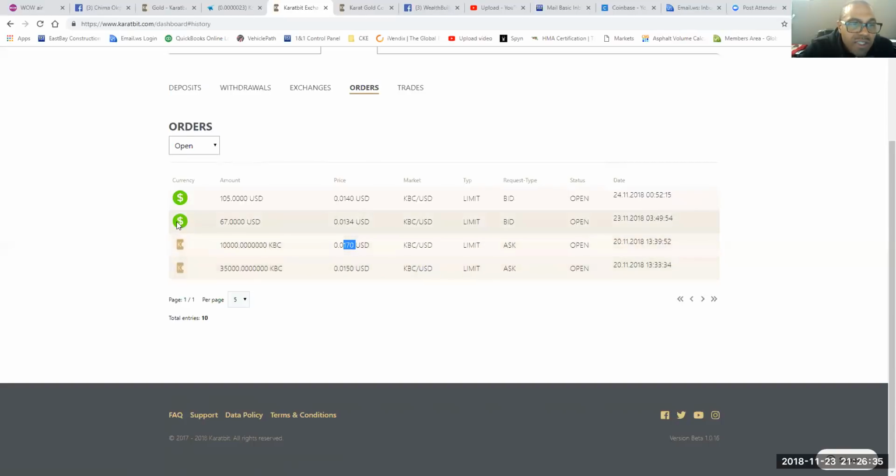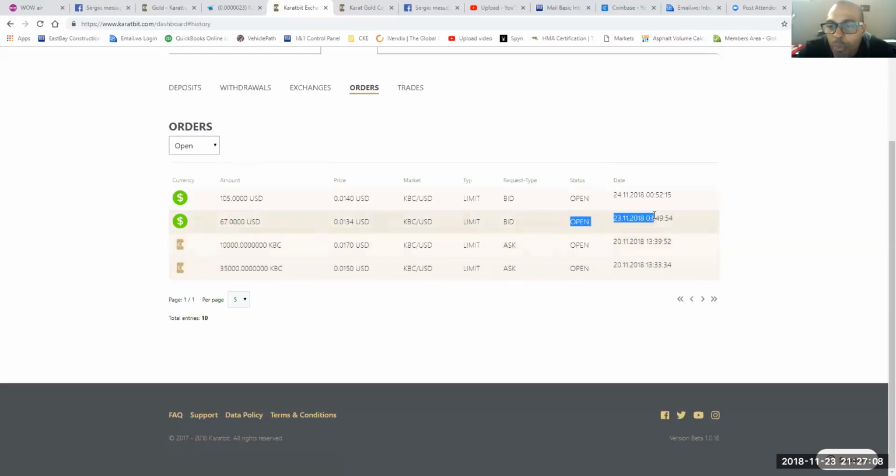That's all. The second one is here, 67 US dollars. I'm trying to buy KBC with USD at 0.0134. I have it at a limit price, and it goes into a bid because of this limit price that I'm trying to buy it for. It goes to who wants to sell their coins for that. So it's like a bidding process. So who wants to sell it? That's why I say bid.